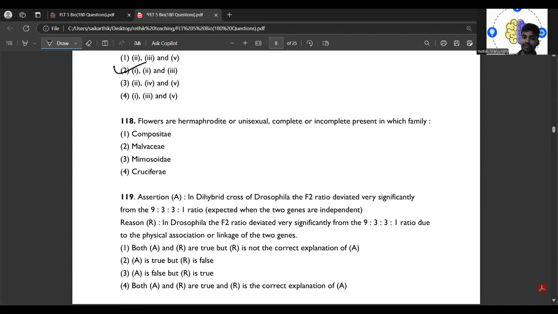Next one, 118. Flowers are hermaphrodites or unisexual, coupled or incomplete, present in which family? So that is Compositae. Flowers are hermaphrodites or unisexual, coupled or incomplete, which is actually present in the family Compositae.